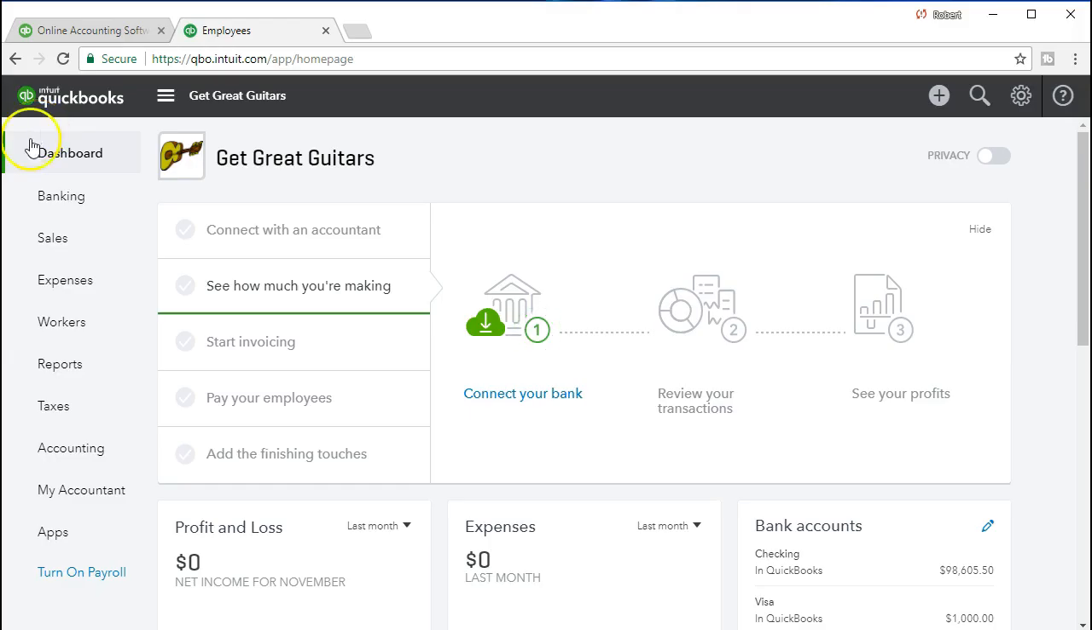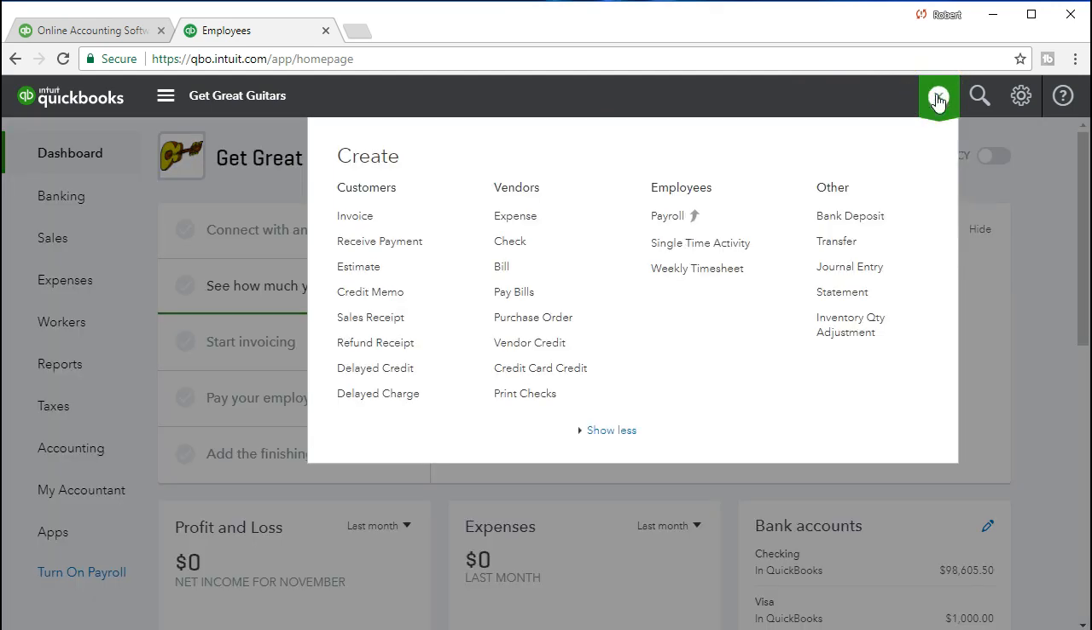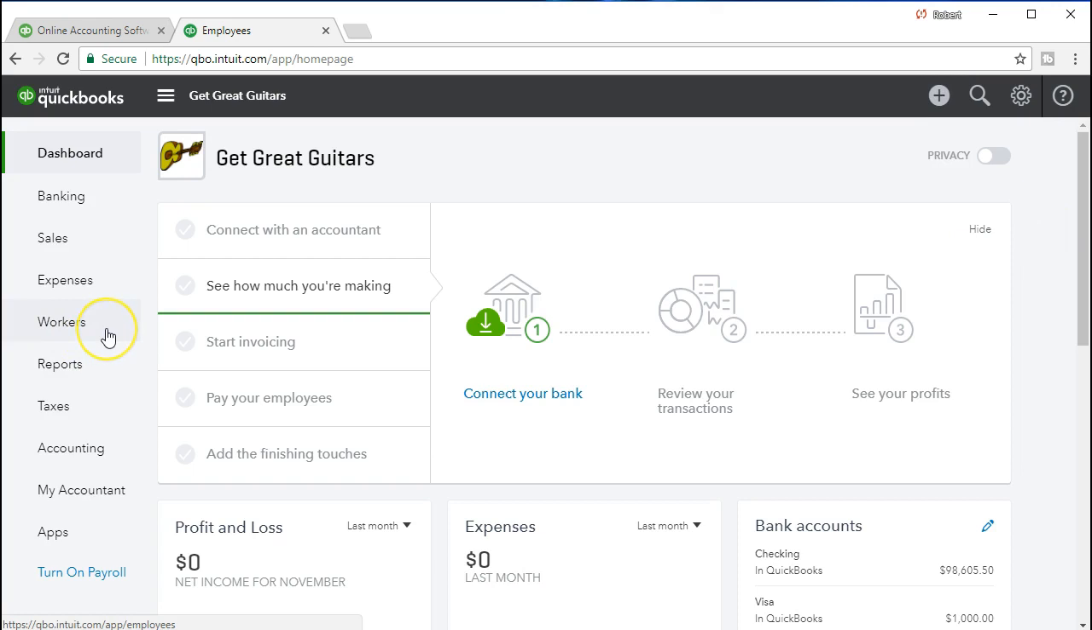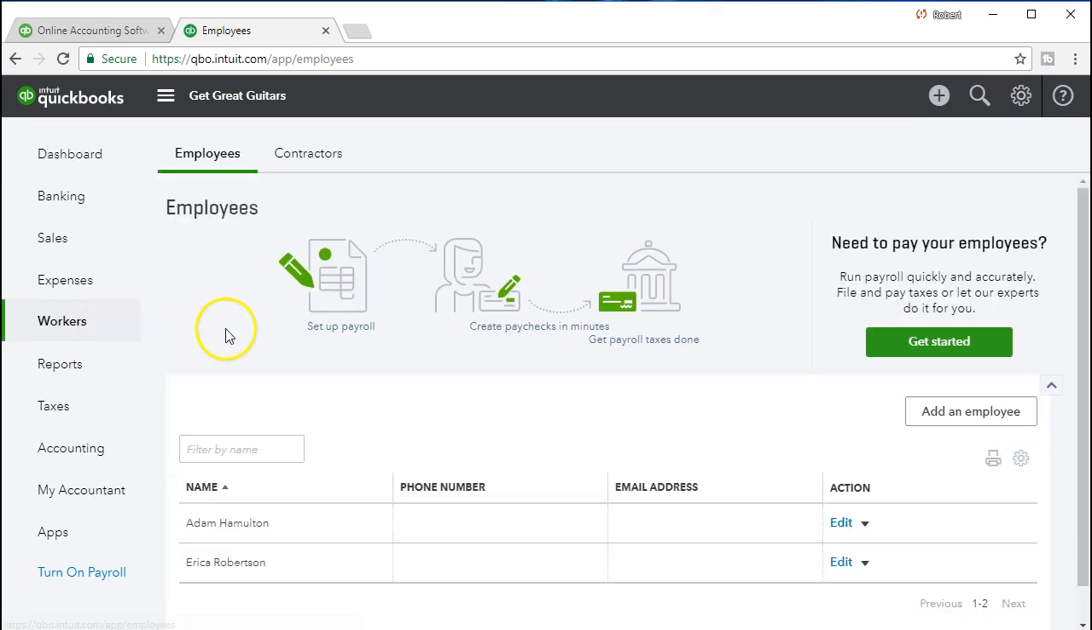With the QuickBooks Online dashboard, we will be continuing with the Get Great Guitars problem. We're looking into the processing of payroll at this time. There are a couple of ways we can get into payroll processing. One is to hit this little plus icon up top, which then turns into an X, and then go to employees and payroll. The other, I'm going to click out of here, is to go to workers on the left hand side. So if we select the workers item, we have this item here.